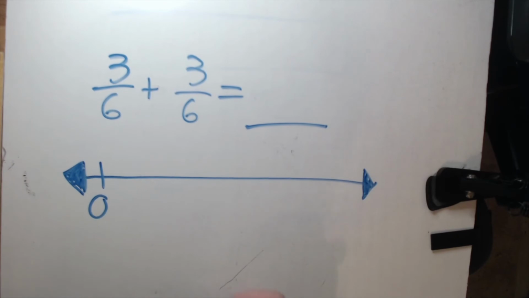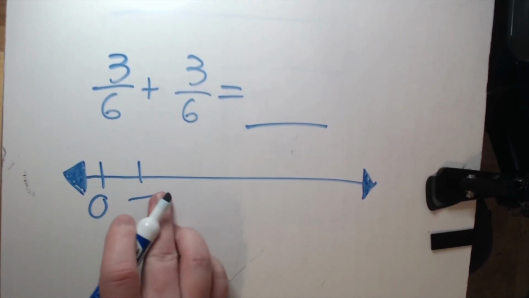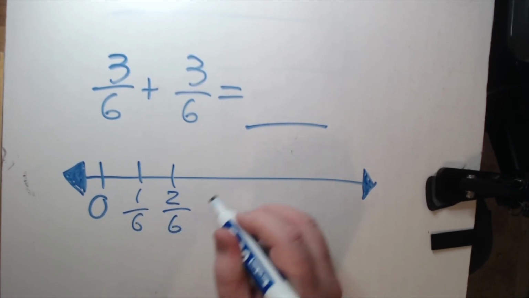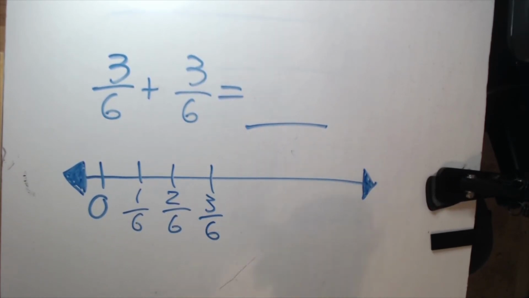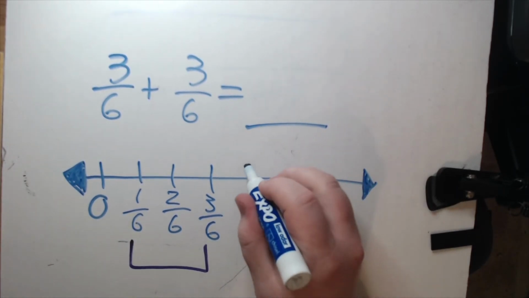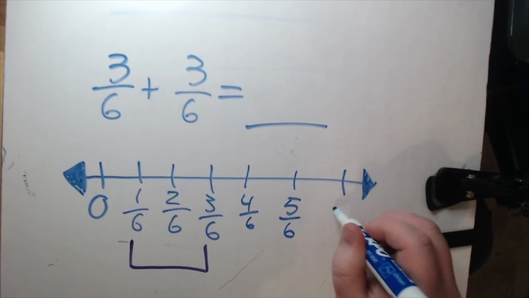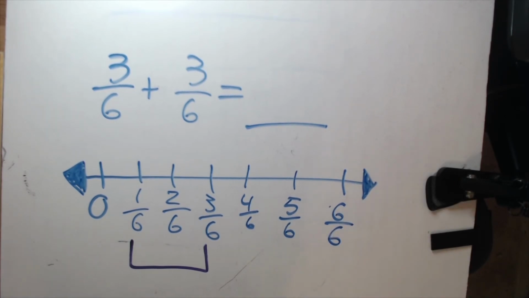But I'm going to start at 0. And I'm going to put 1/6. Oops. I'm going to put a line in 1/6, 2/6, 3/6. So just like that, I've already got 1, 2, 3 of my sixths. Okay? So let's go ahead and just group those together. Like that. Now, let's do 3 more. So that's 4/6, 5/6, and 6/6. Just like that, I've got 3 more sixths.